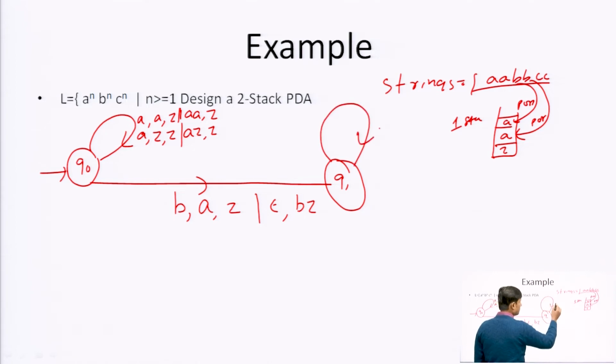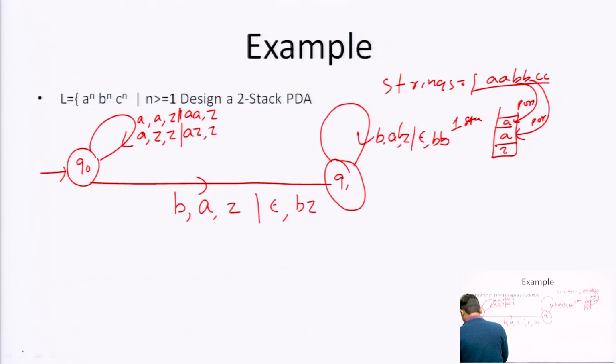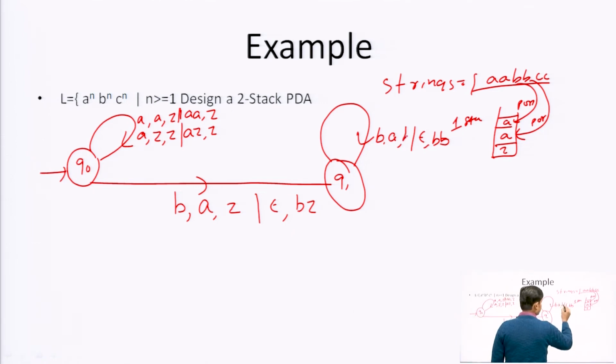At Q1 you have to make a loop with the same transition. What do you have to do? Input B, stack 1 top A, stack 2 top Z, and here it is epsilon, BZ. Already we have taken B into the stack, so BB, epsilon BB.